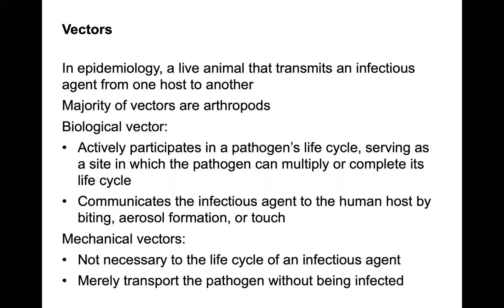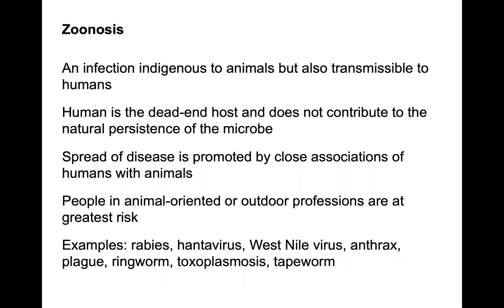Vectors in epidemiology: a vector is a live animal that transmits an infectious agent from one host to another. The majority of vectors are arthropods. A biological vector actively participates in a pathogen's life cycle, serving as the site in which the pathogen can multiply or complete its life cycle. And then we also have mechanical vectors, which are not necessarily part of the life cycle of the infectious agent. We also talked about some zoonotic infections in Unit 3. This is an infection indigenous to animals, but it is also transmissible to other animals, such as humans. Rabies is a great example of a zoonotic disease.